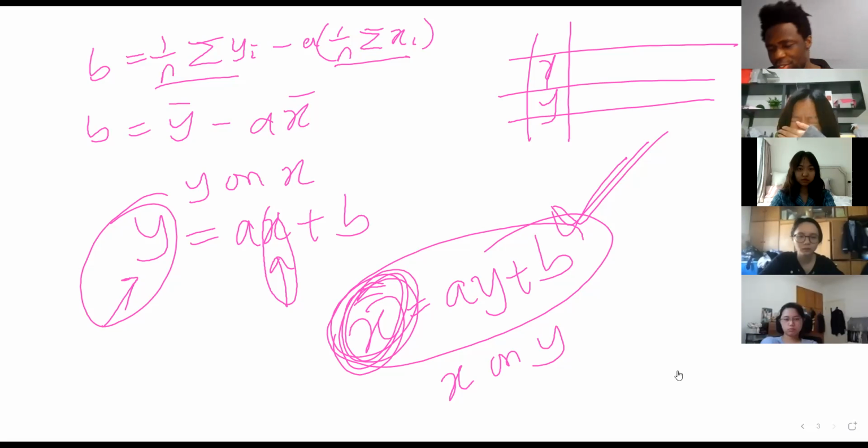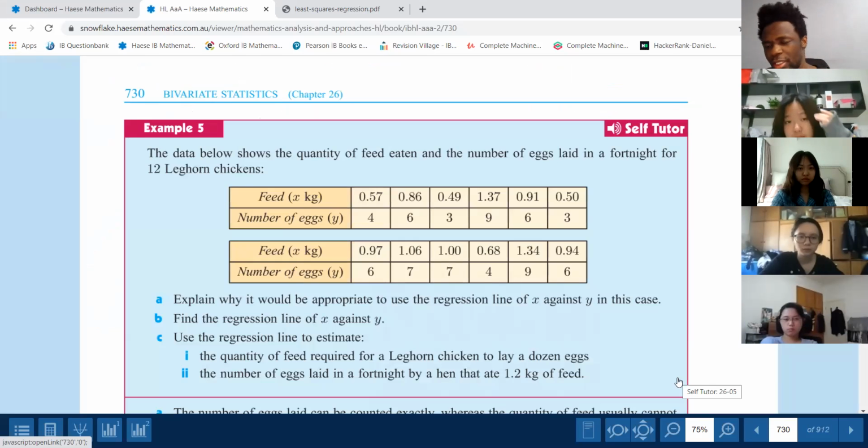Now, in the case of the feed question, in most of your questions, it's been said clearly: Y on X, X on Y. It's been specific. But what if it's not specific? Then you have to think for yourself. It's probably going to happen maybe 5 or 10% of the time. It's not common for you to be put in that state of dilemma. Oh, which one do you do?